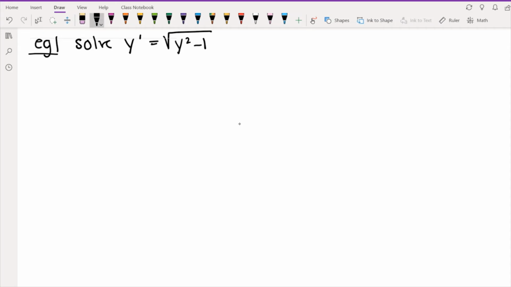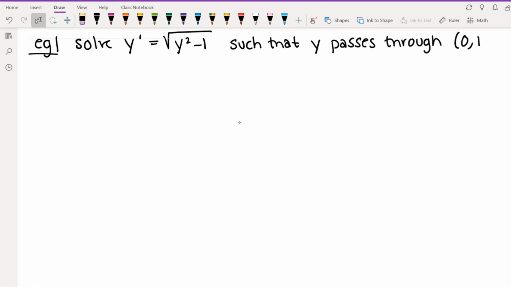And I'm going to phrase the initial condition a little bit differently. So let's say such that y passes through the point (0, 1). And that would be the same as saying y of 0 is equal to 1. I just wanted to present it to you in a few different ways so that you can recognize it when you see it.